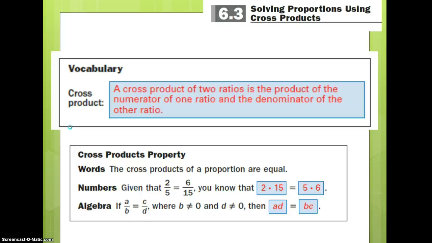6.3 is just a different way of solving proportions, and that is called using cross products. A cross product of two ratios is the product, so you're multiplying the numerator of one ratio and the denominator of another ratio. For example, 2/5 equals 6/15. You can multiply 2 times 15, and that should be equal to whatever 5 times 6 is. Well, 2 times 15 is 30, and 5 times 6 is 30. So they are equal to each other. You might have also heard this called cross-multiplying.